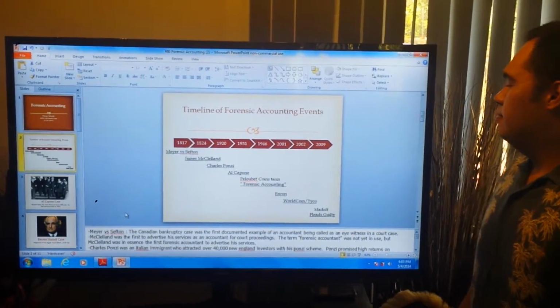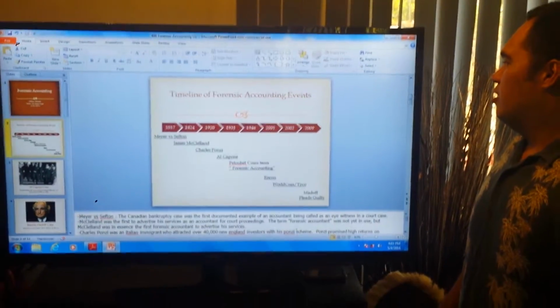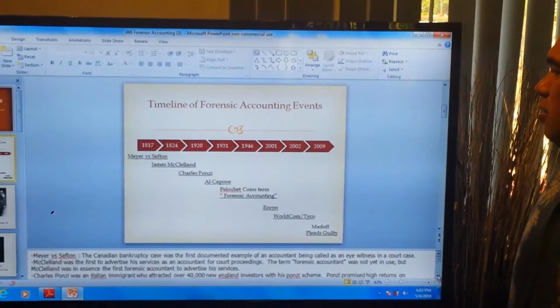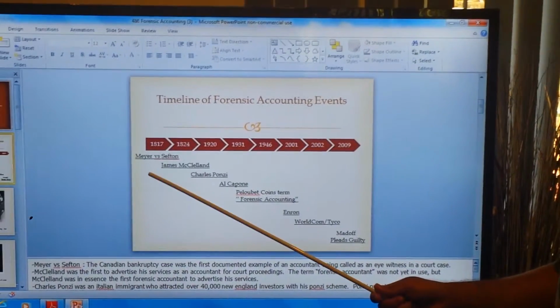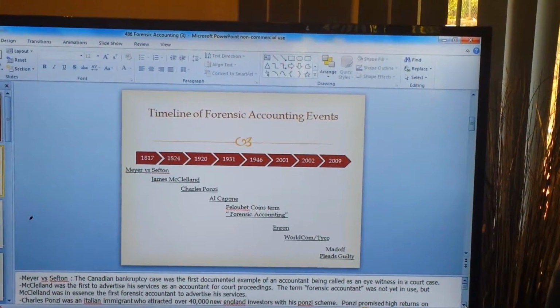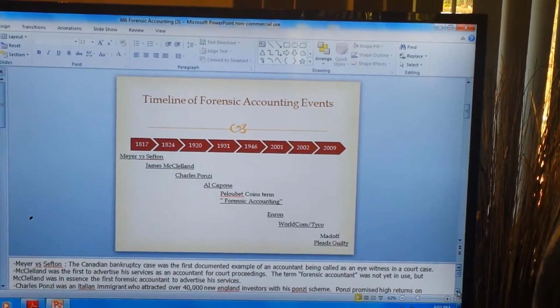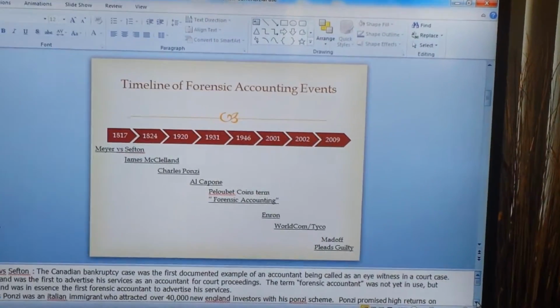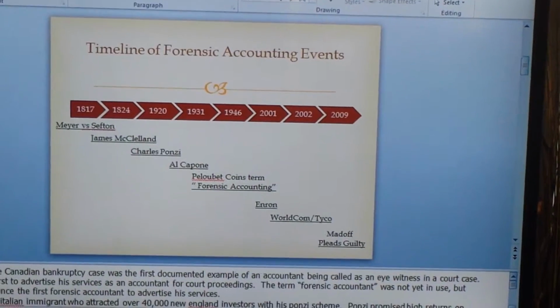This is a timeline of some of the forensic accounting events and cases that are within my project. First, we start with Mayer versus Sefton in 1817. This was a Canadian bankruptcy case, and it was the first documented example of an accountant being called as an eyewitness in a court case.